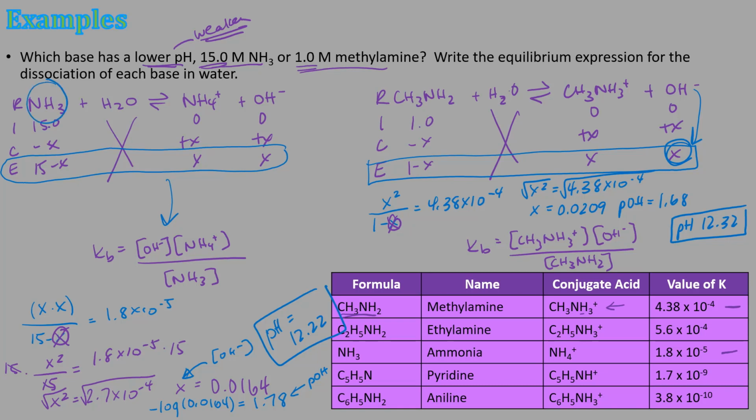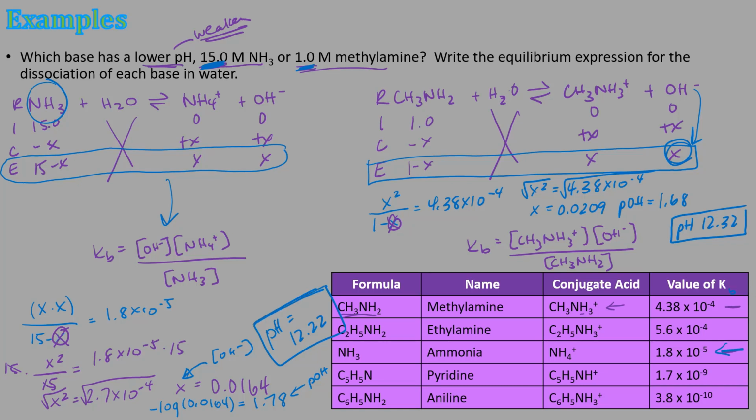And guys, look at the difference here. This concentration is so much higher than this one, but still, even though the Kb is so much smaller, it's weaker. So therefore, it's going to have a lower pH. All right. I just wanted to show you that that's true, not just tell you that that's true.